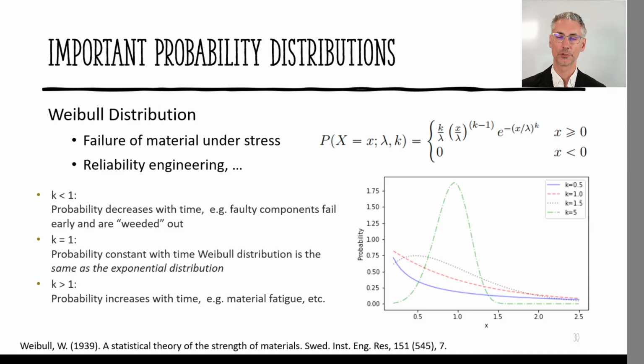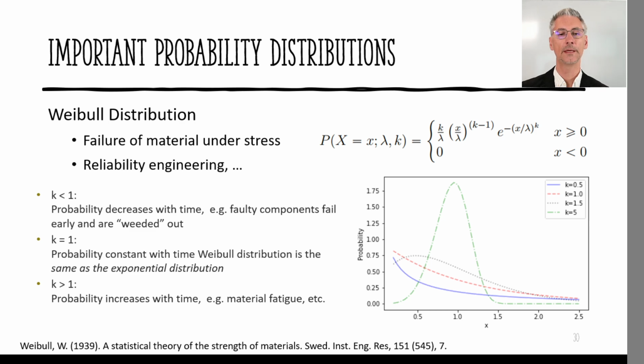A key distribution in many systems is the Weibull distribution. It describes the failure of material under stress, or of components or machines between failures in reliability engineering, and so on. The formula is given here on the top right, and you can see from the graph that it has very distinct behavior depending on the parameter values.